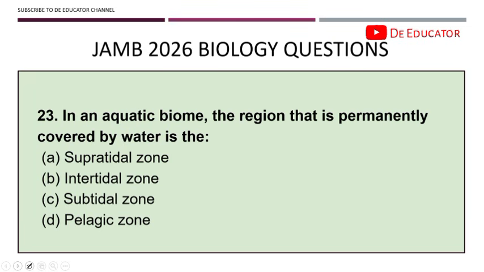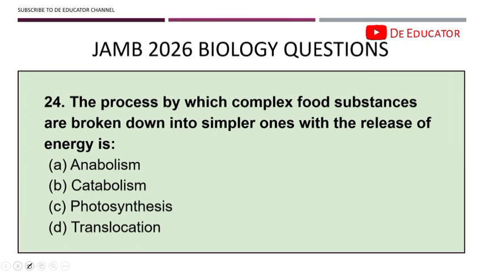Okay, 23. In an aquatic biome, the region that is permanently covered by water is known as the subtidal zone. Okay, 24. The process by which complex food substances are broken down into simpler ones with the release of energy is known as catabolism. So we know that catabolism is breakdown, then anabolism is build up.